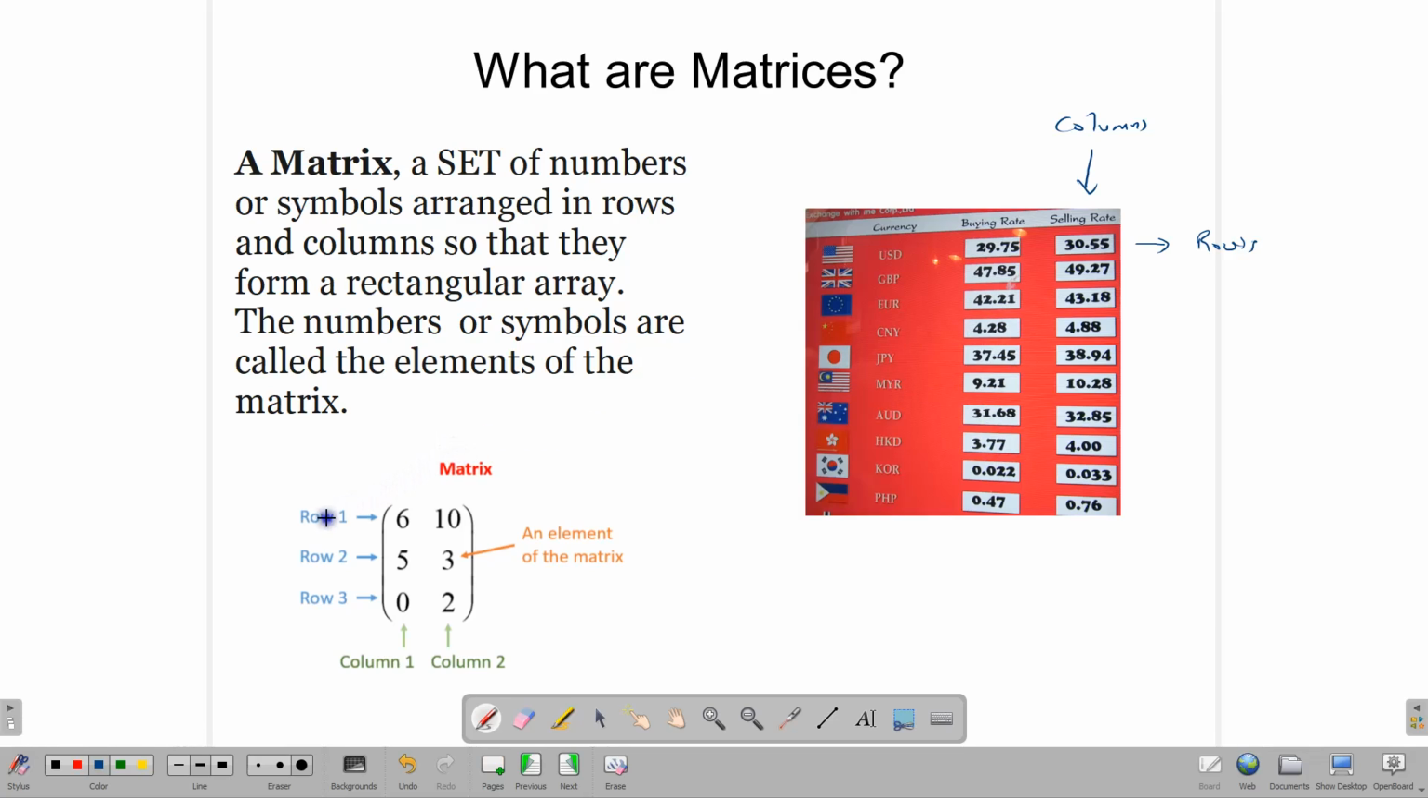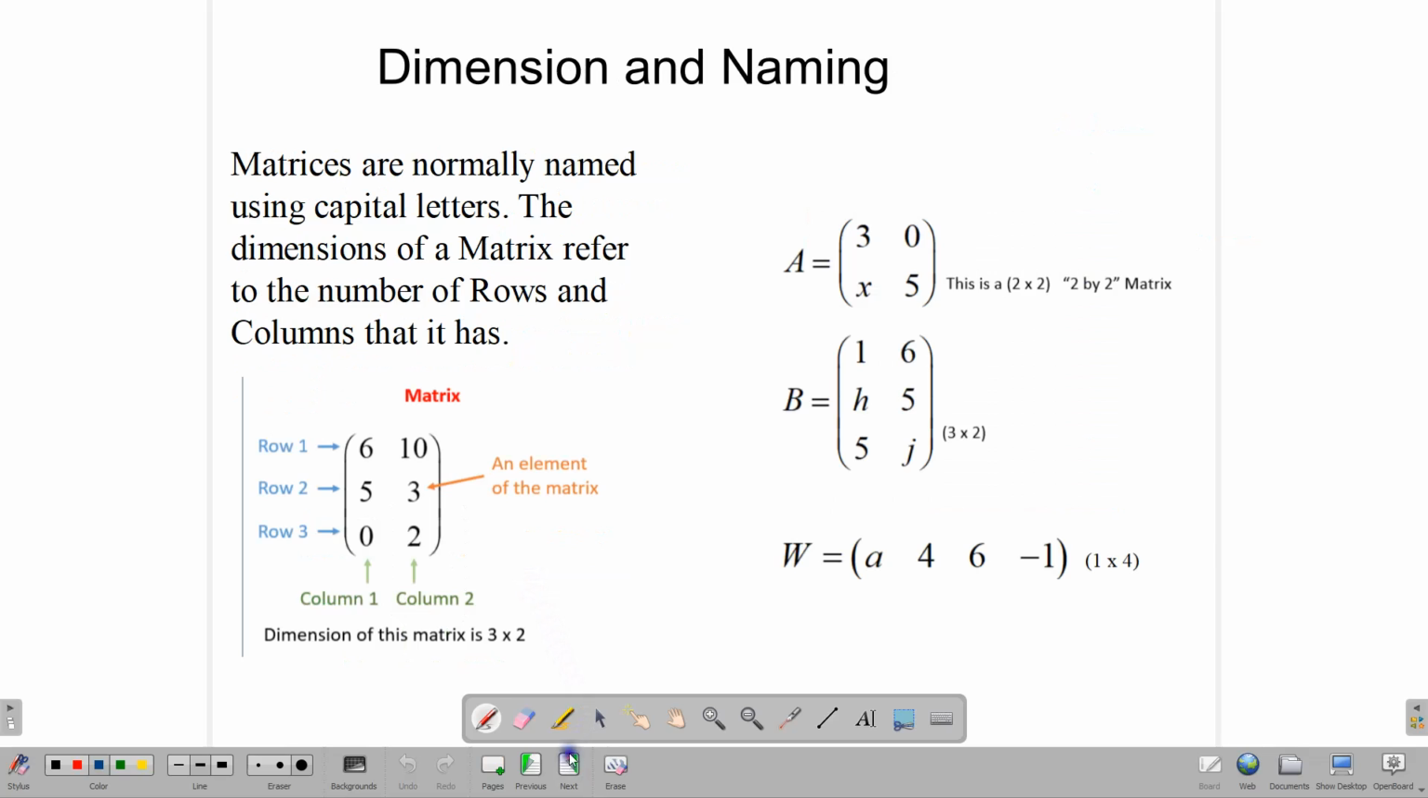So a matrix has rows. This matrix has 1, 2, 3 rows, and 1, 2 columns. And each element of the matrix, each symbol or entry into the matrix, is called an element. Now, matrices are normally named using capital letters. And here we have some matrices, A, B, and W, named with capital letters.